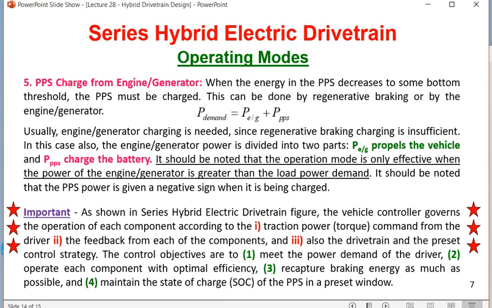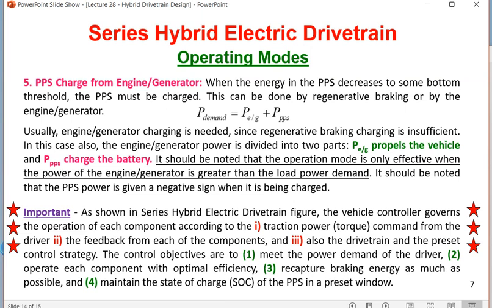That will increase the efficiency and will increase the lifetime of the battery. We are going to get least pollution. All the positive points we will be able to achieve. So always operate each component with optimal efficiency. Third one is recapture braking energy as much as possible. Whenever the vehicle is going downward, on a downward slope, or whenever the vehicle is braking, use electrical braking more than mechanical braking, and try to recapture the braking energy as much as possible. This will increase the overall efficiency of the drivetrain.